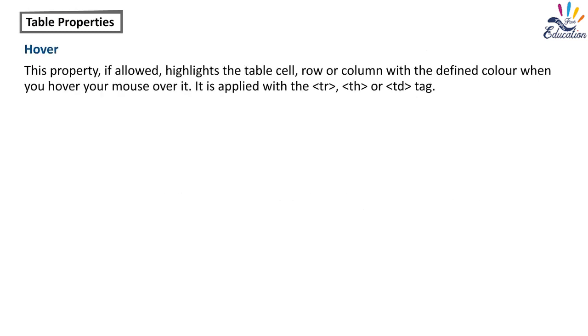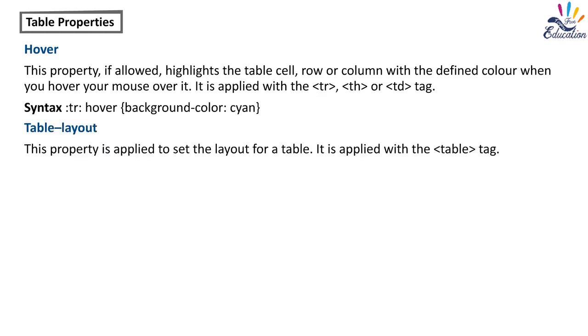Hover. This property, if allowed, highlights the table cell, row or column with the defined color when you hover your mouse over it. It is applied with the TR, TH or TD tag. Syntax: TR:hover background-color. Table layout. This property is applied to set the layout for a table. It is applied with the table tag. Syntax: table-layout: value, where value is auto, fixed, initial.